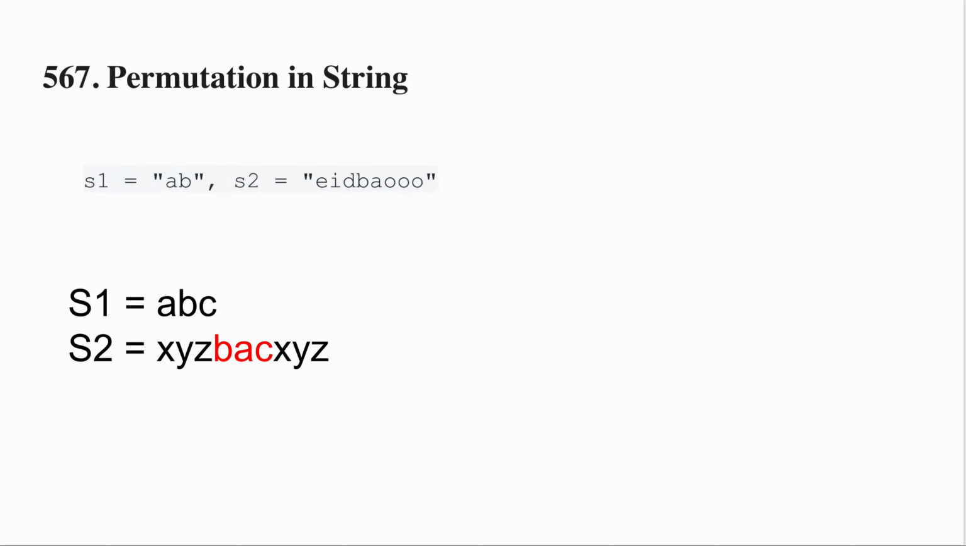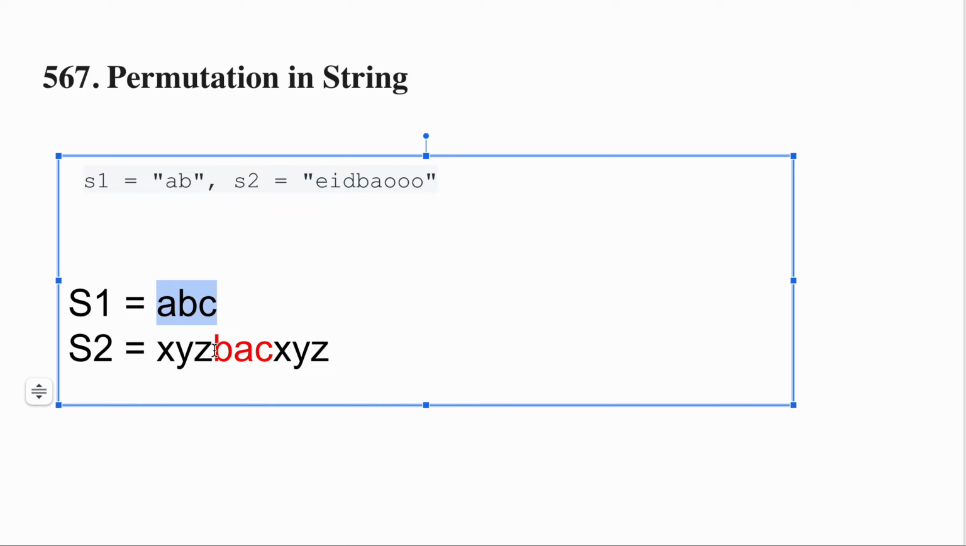In this video, I will explain LeetCode problem number 567, Permutation in String. In this problem, you are given two strings and you have to check if a permutation of S1 is present in S2. For example, if you take string 1 being ABC and S2 being this, you have to check if a permutation of ABC is present in S2. Or in simple terms, these three characters have to be continuously present in S2.